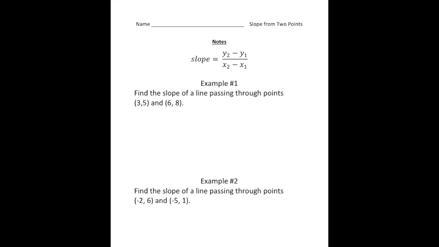Here's a lesson on how to find the slope of a line, only given 2 points on the line. Notice for these, you don't have the graph to look at. All you have are just 2 points that are on the line of the graph.